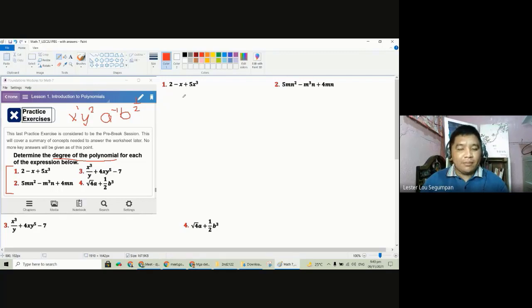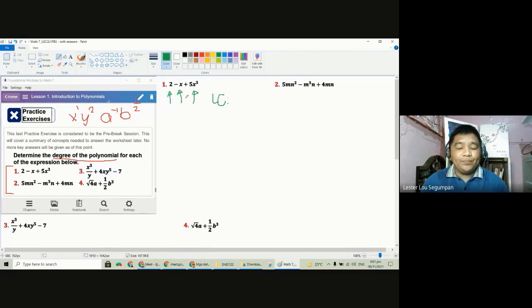Let's talk about number one first. Before we could say whether this is a polynomial or not, let's try to look at the literal coefficients. We have here three terms. This is a trinomial algebraic expression. But is it a trinomial polynomial? Let's see. Since there is no variable in the first term, there is no literal coefficient for it.